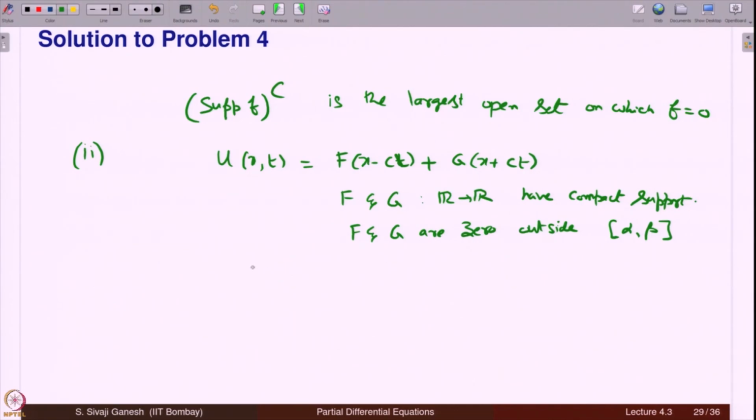Let us see what phi of x is, to start with. Phi of x is u of x comma 0, that is f of x plus g of x. Of course, outside (alpha, beta) this is 0. So, this is 0 outside (alpha, beta).